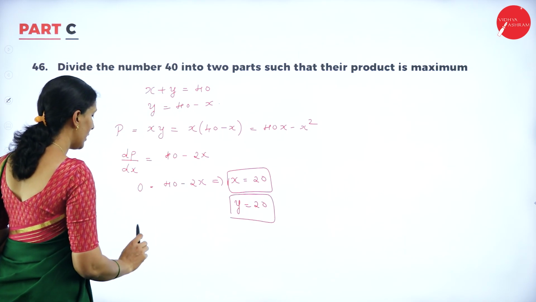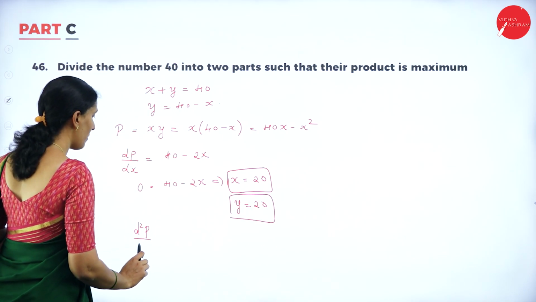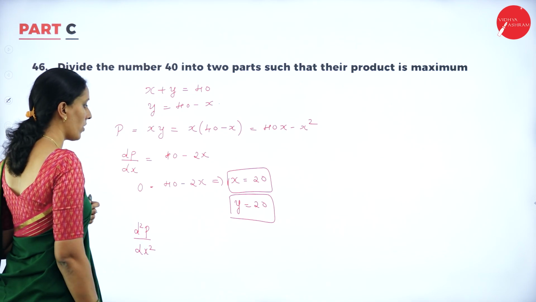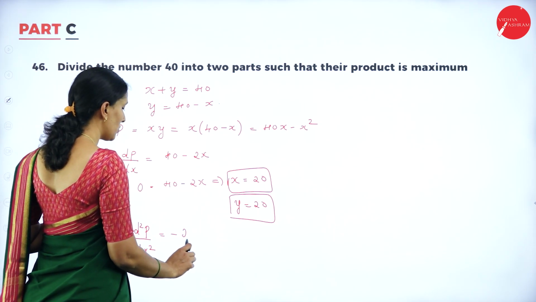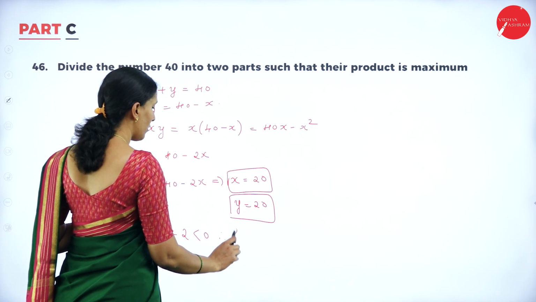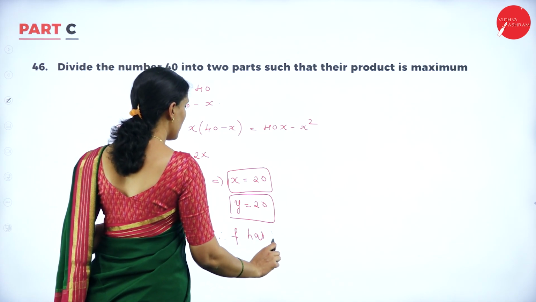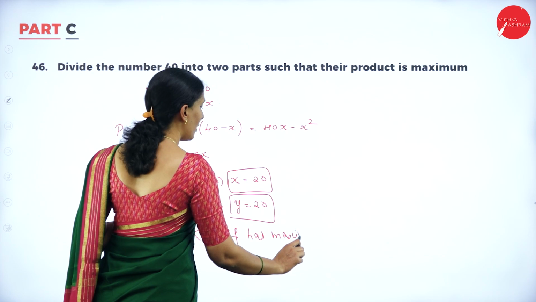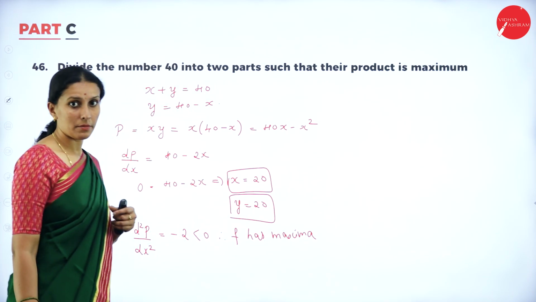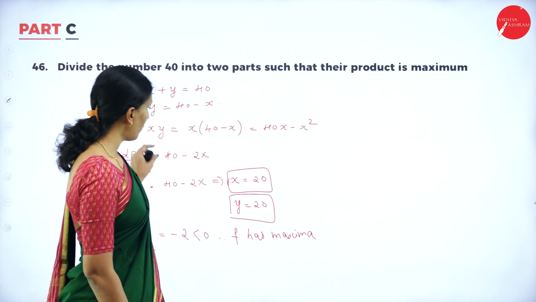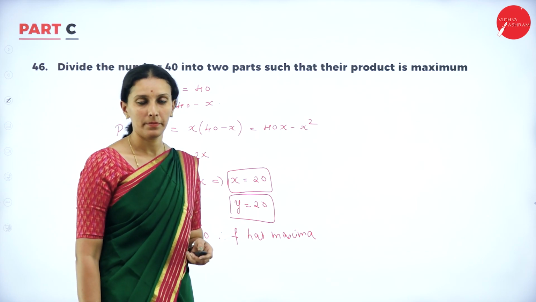And let's see whether d square p by dx square is negative, that is, whether it is a maximum or not. So we will get the value minus 2, which is less than 0. So therefore p has a maximum. If your second order derivative is negative, then that means p has maxima. So therefore their product is maximum.